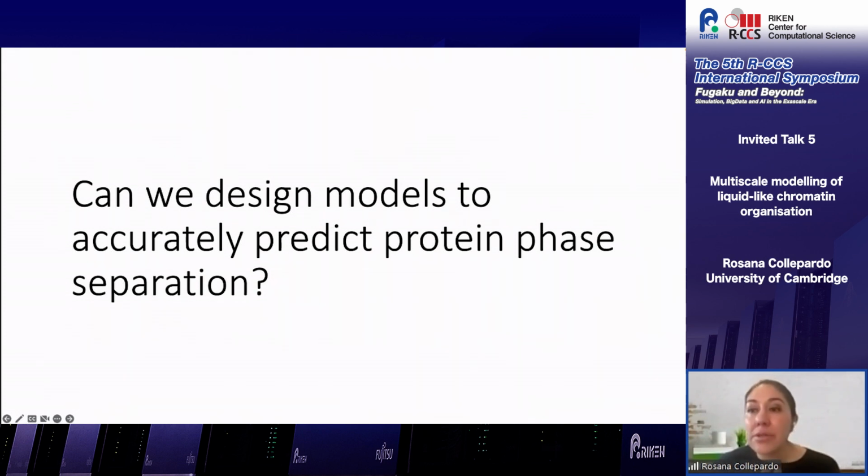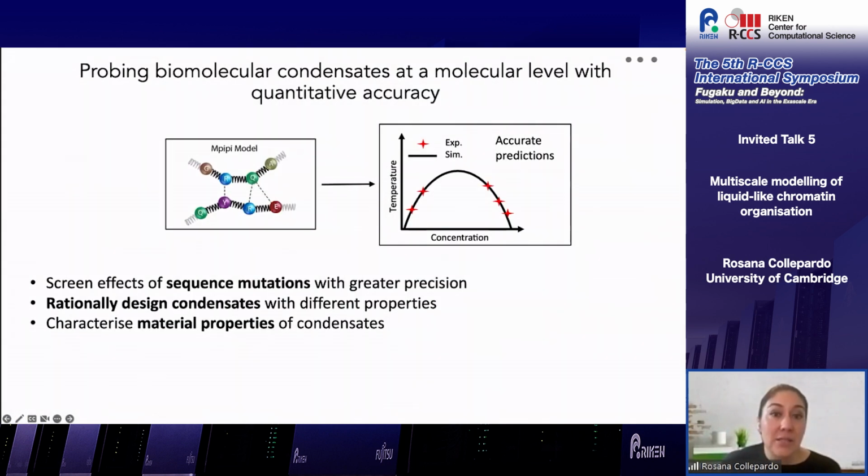Now, this also motivated us to think, can we design models to accurately predict the phase separation of proteins? And that is something that we did recently. We wanted to develop these models because they would allow us to screen the effects of sequence mutations with greater precision, rationally design biomolecular condensates with controlled properties, or characterize the material properties of these condensates.